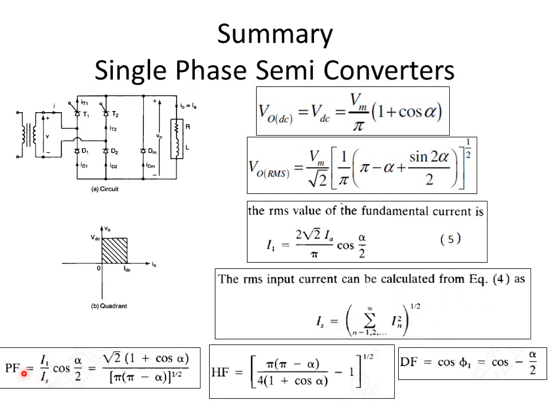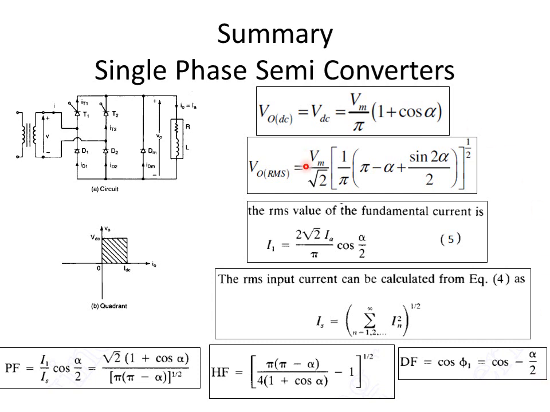And we also have evaluated power factor. You can use this formula directly and substitute it, you get this. So in solving the problem, if I evaluate I1 and IS, I can substitute and get the answer for power factor. Else, if you remember this formula, directly substitute alpha as whatever the problem statement says and get the value for power factor. We have also evaluated harmonic factor and the displacement factor as cos of minus alpha by 2.